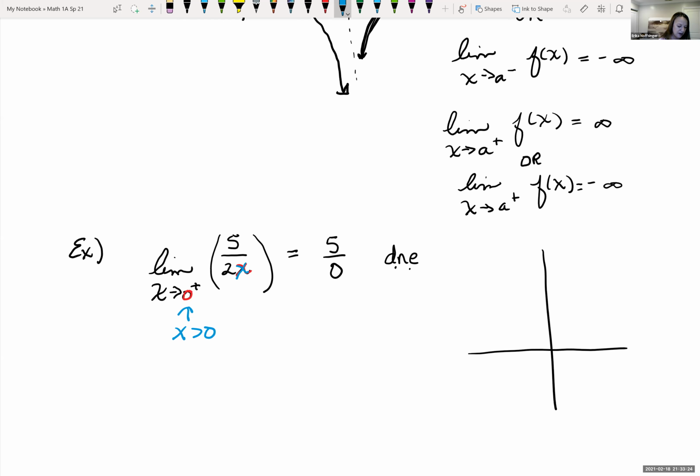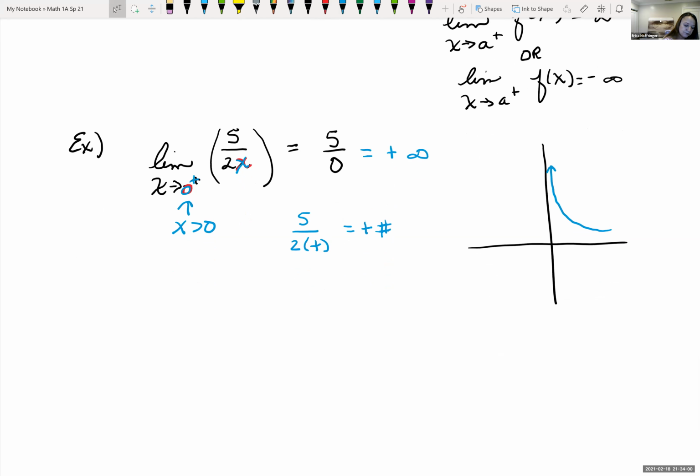If I think about that, 5 all over 2 times a positive number is going to equal a positive number. Since that's a positive number, I know that as we're coming in on the right-hand side, this has to be shooting upwards to positive infinity. So in this section, they're asking us which direction, and we want to say this is equal to positive infinity.